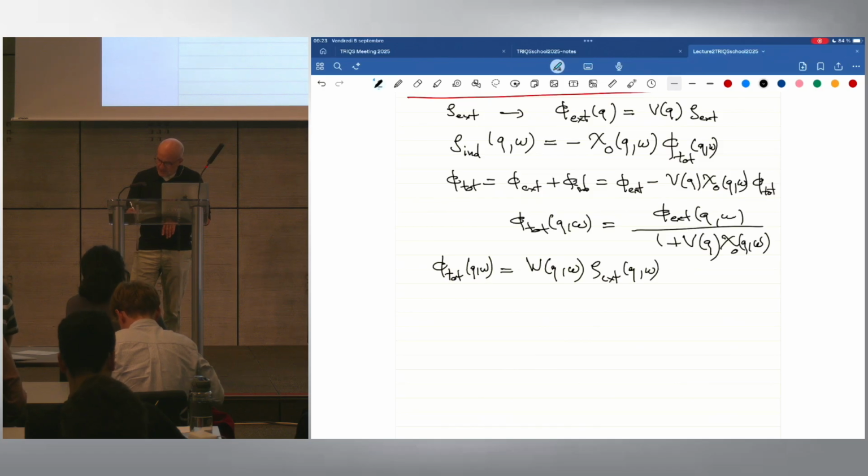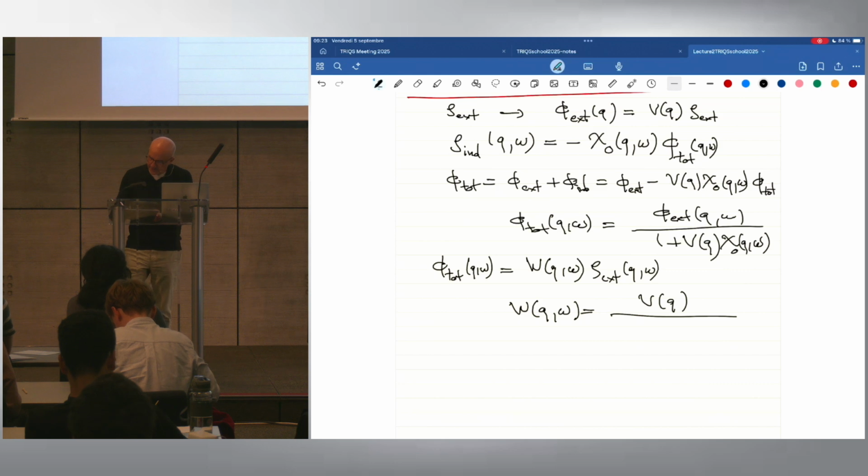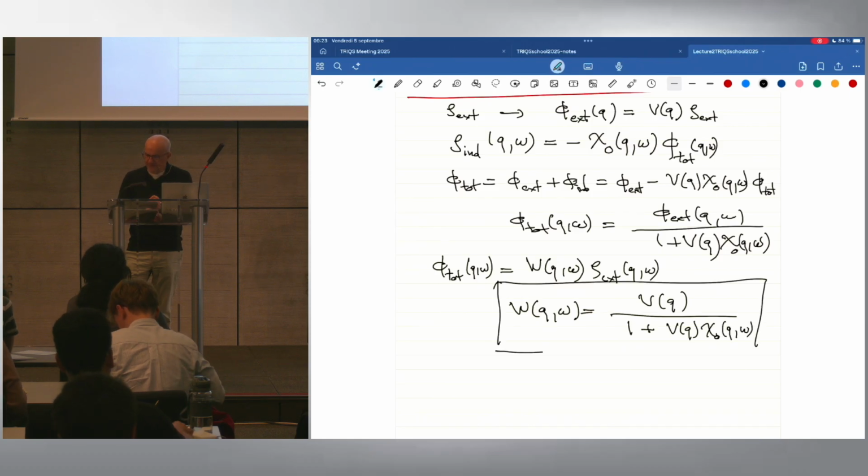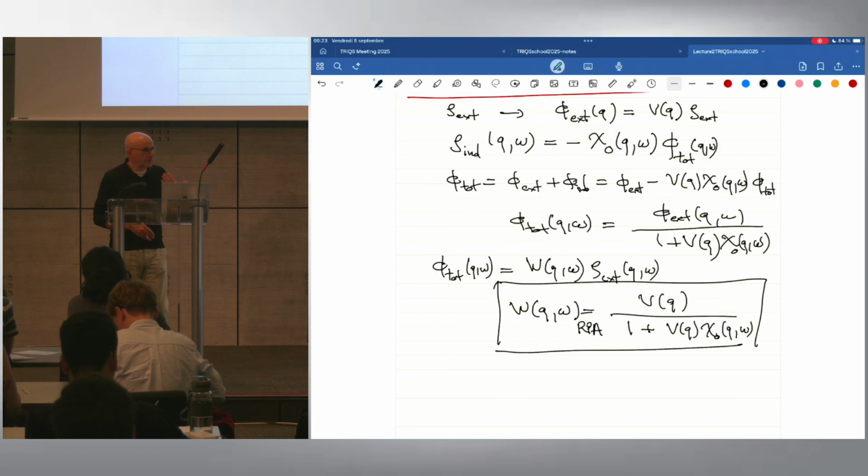These two equations immediately lead me to the fact that W of q and omega is equal to V of q divided by, sorry, my handwriting is not great, 1 plus V of q times chi naught of q and omega. So this formula is called the RPA approximation to screening, or if you want, the mean field approximation to screening.